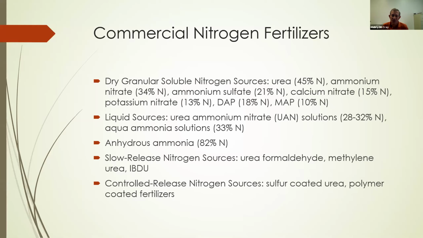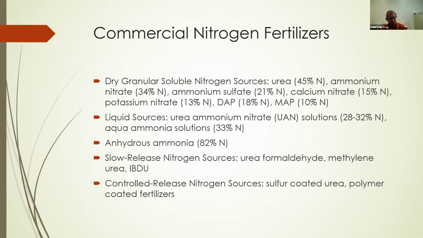Liquid sources include urea ammonium nitrate from 28 to 32% nitrogen, aqua-ammonium solutions at 33% N, and anhydrous ammonia at 82% nitrogen. Those are all soluble nitrogen sources. The anhydrous ammonia has a high nitrogen analysis. It's a liquid under pressure. It has to be transported in tanks and requires special equipment to inject it in the soil. But in certain crops and certain cropping systems, it's a good choice.